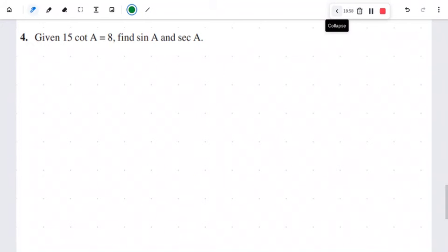First, let's find out what is cot A. Now, 15 cot A is equal to 8. So what will be cot A? Cot A is nothing but 8 by 15, since 15 is being multiplied and goes to the other side. So I get 8 by 15.